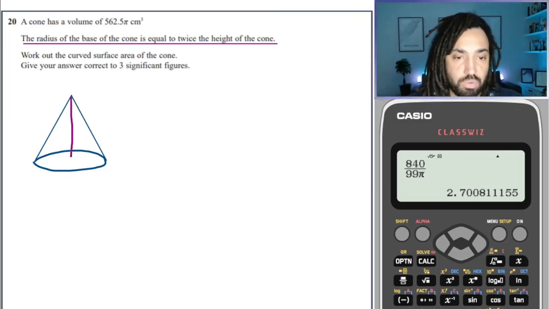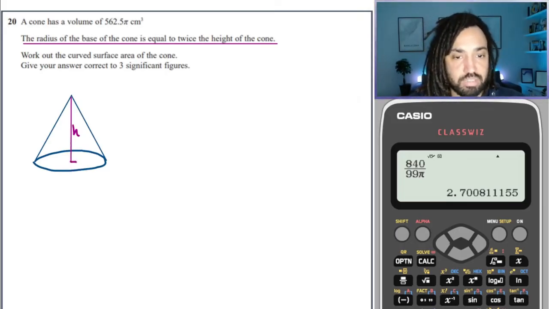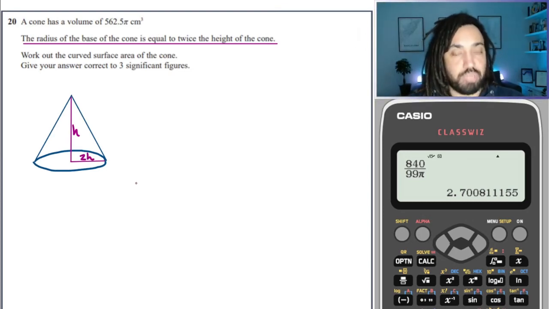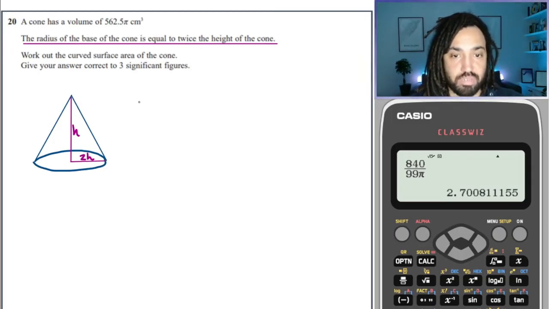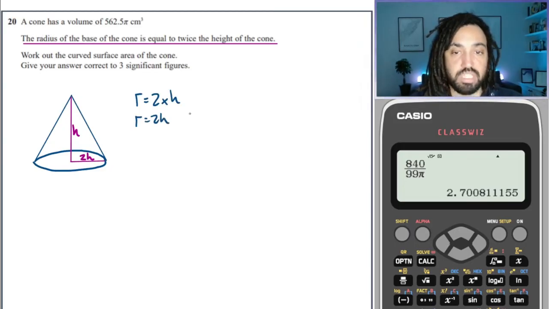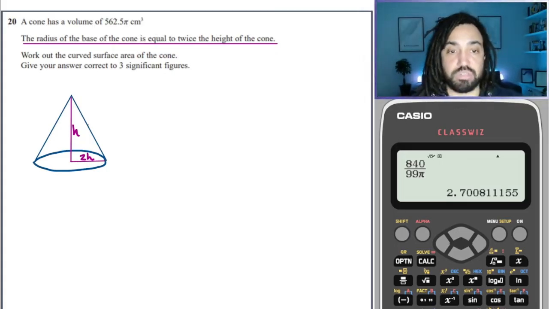So let's call the height h. I always find it easier to label the smaller thing. And then the radius is 2h, because the radius of the base is equal to 2 times the height of the cone. So r is equal to 2h. Yes, that works. Always worth double checking that, because it's so easy to make mistakes with the wording there. Definitely worth making sure you've got it the right way around.